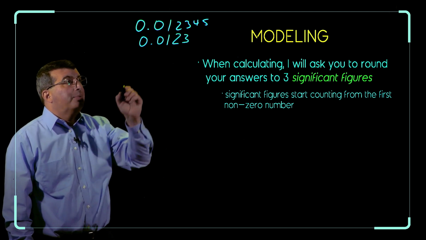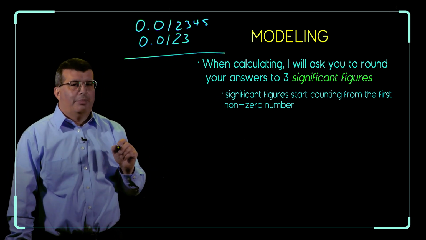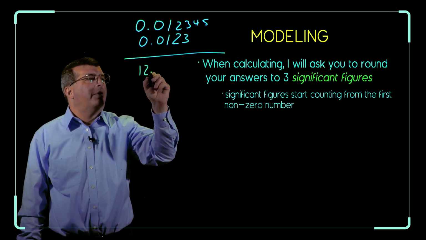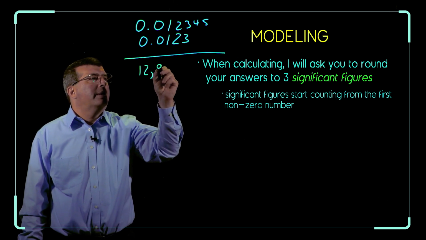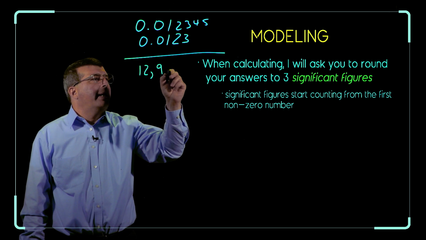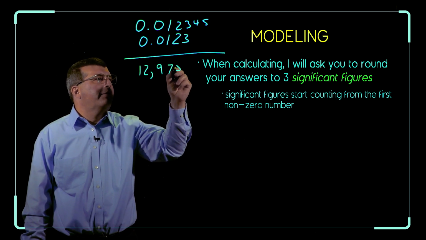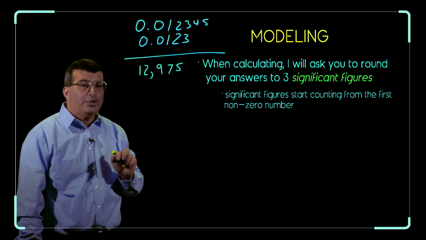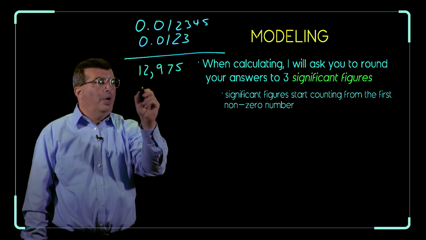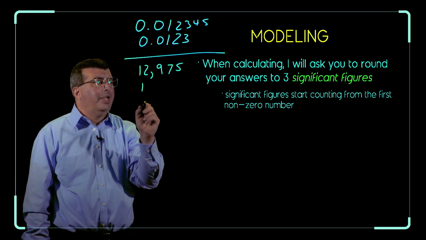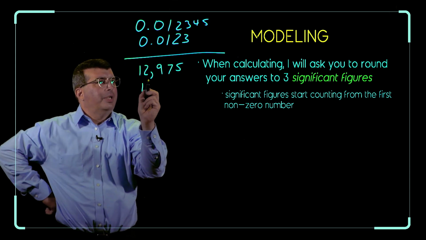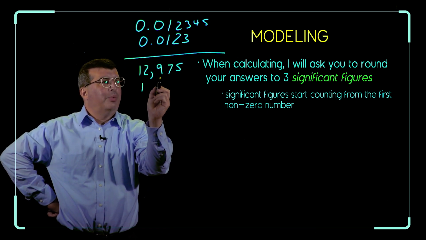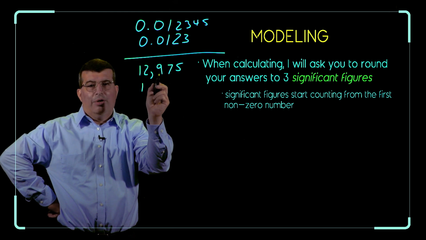Okay, 2 more examples that are kind of special cases. Let me make sure I do this right. Let me say that I have 12,975. Okay, let's round this one to 3 significant figures. Well, we have the 1. Okay, now we have to be careful. Here I have 297. Okay, we want the 1, 2, and the 9 are my 3 digits.